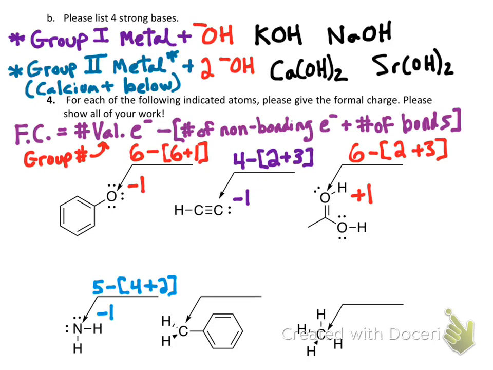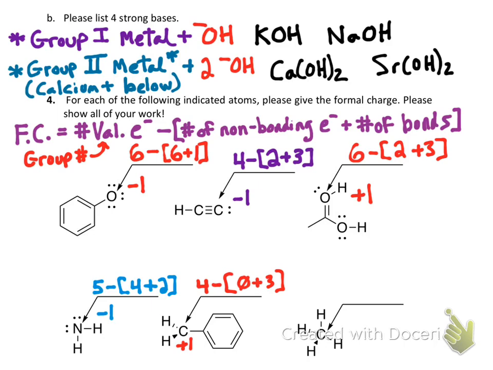Okay, up next we have a carbon again. And this carbon is another interesting carbon because, so carbon is in group 4. So we have 4 minus. Notice there are no non-bonding electrons here, so it's going to be 0. There are no lone pairs. And you've got 1, 2, 3 bonds. So 4 minus 0 plus 3, which gives us +1. Very reactive, but it is real and useful in organic synthesis reactions.